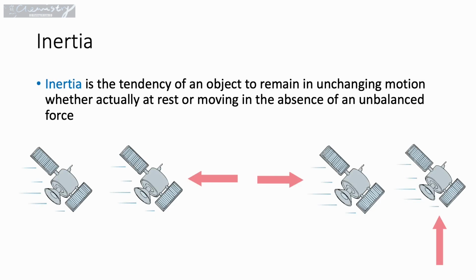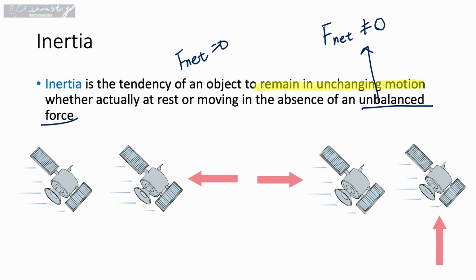So let's look at the idea of inertia. Inertia is the tendency of an object to remain in unchanging motion, whether it is resting or constantly moving at the same velocity, in the absence of an unbalanced force. The unbalanced force is what we said previously: the net force, F net, is not equal to 0. That's when we say it is an unbalanced force. If you see someone saying it's a balanced force, that means the net force is equal to 0.